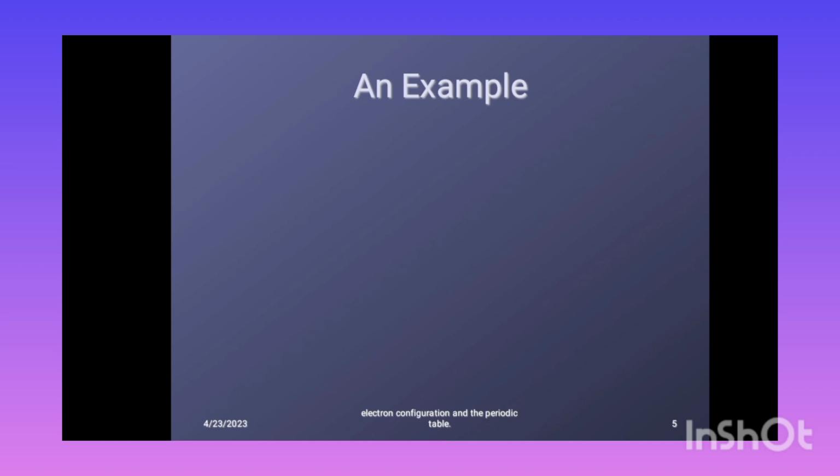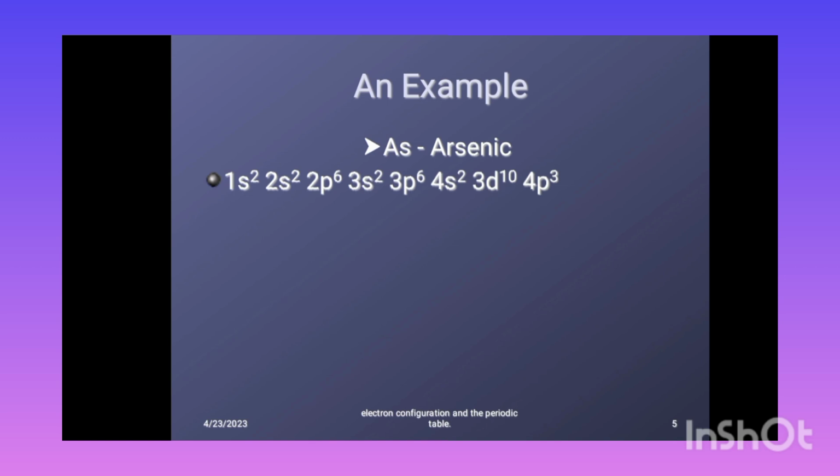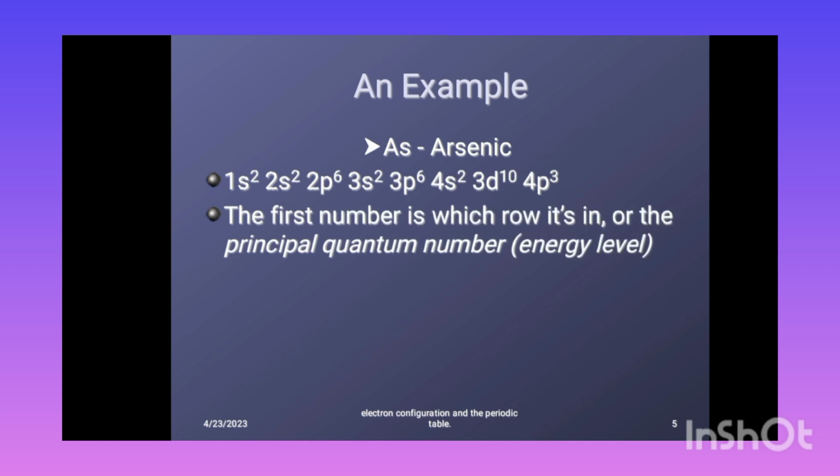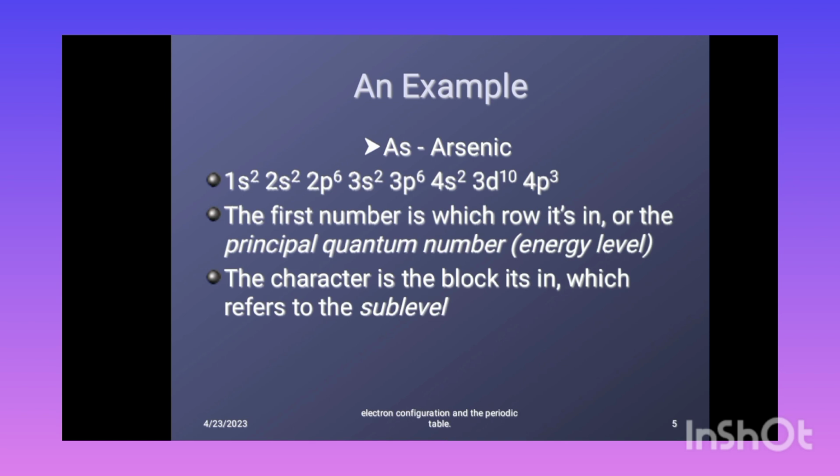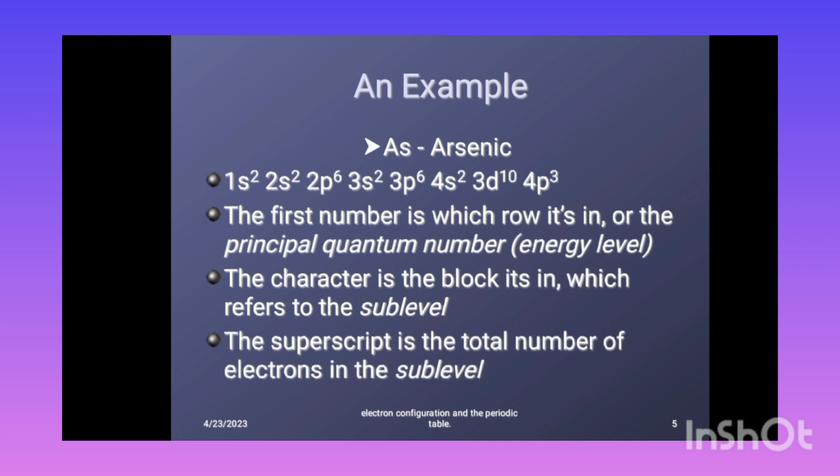An example, we can have the arsenic atom. If you remember, the electron configuration for arsenic will be 1s2, 2s2, 2p6, 3s2, 3p6, 4s2, 3d10, and 4p3. The first number is which row it is in, or the principal quantum number, or energy level. The character is the block it is in, which refers to the sublevel. The superscript is the total number of electrons in the sublevel.